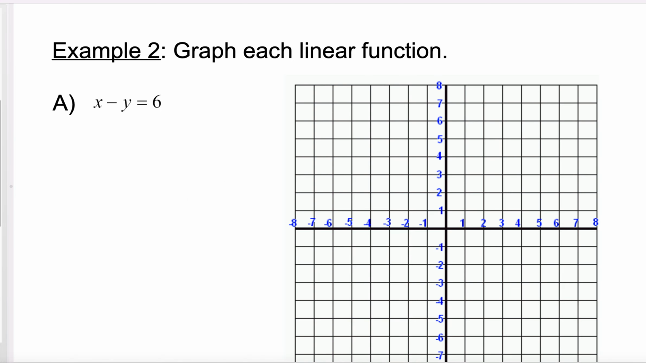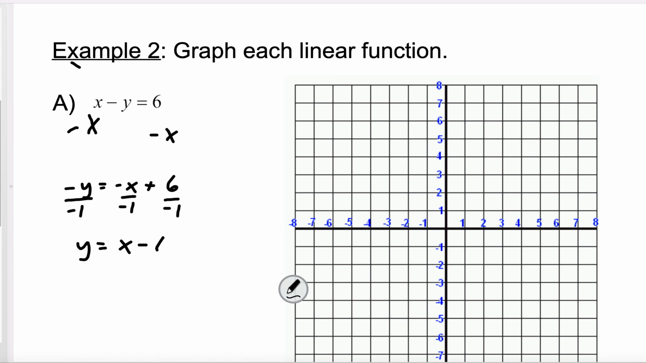So this one here is in standard form, so it's not in y equals mx plus b form. So let's rewrite it so that it is. So I'm going to bring my x over on this side. So I get negative y equals negative x plus 6. I have to get rid of this negative 1, so I can divide every single term in here by negative 1, and I get y equals x minus 6. So again, this is my y-intercept, and my slope here is 1 over 1.